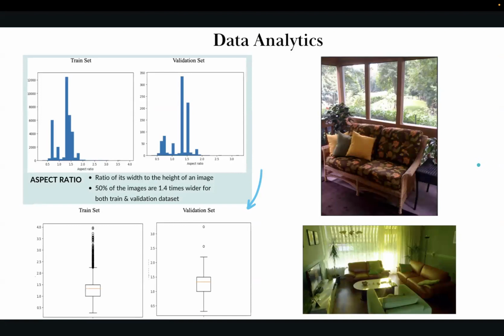So we did some data analytics on the data that we collected. Firstly, we just created a histogram of the aspect ratio found in the training set and the validation set. So the ratio of the width and height of an image. And what we found out was that 50% of the images are 1.4 times wider for both train and the validation set. And here is a box plot of both the training set and the validation set, where we can see there are more outliers in the training set. And here is a visual representation of sample data.